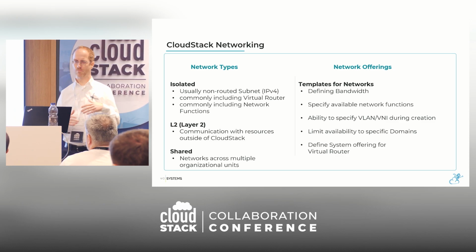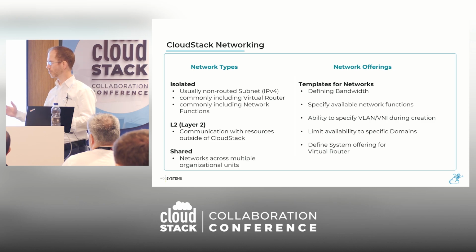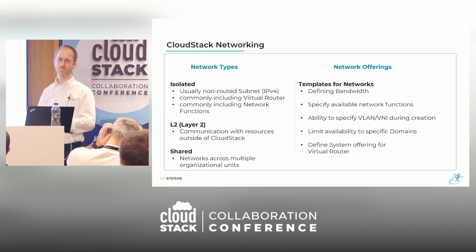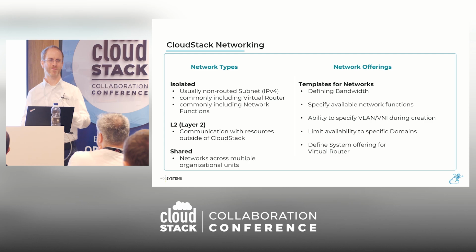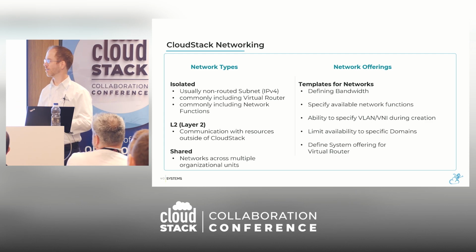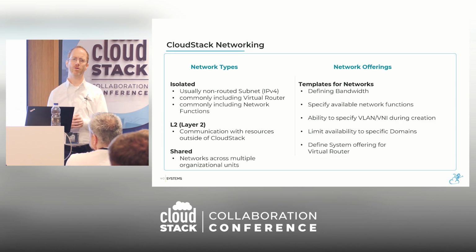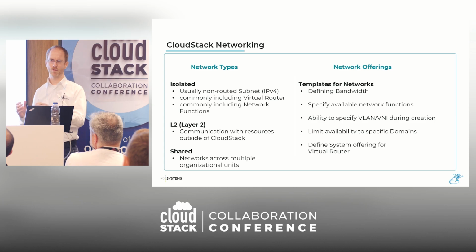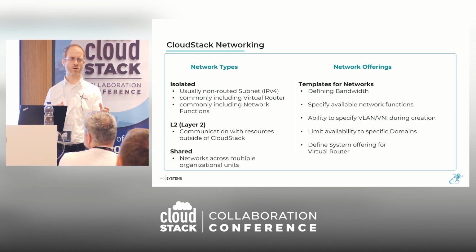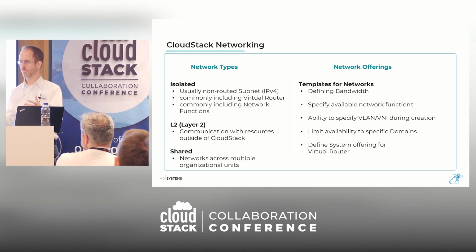Then we have the layer 2 network type, which can be used to communicate with resources outside of CloudStack, or, as we will see later, can be used as a stupid network. So a network without any functions, without any functionality in CloudStack. And we have a shared type of network, which helps to combine or connect resources of different organizational units, either multiple customers or different departments of a customer or of your company.